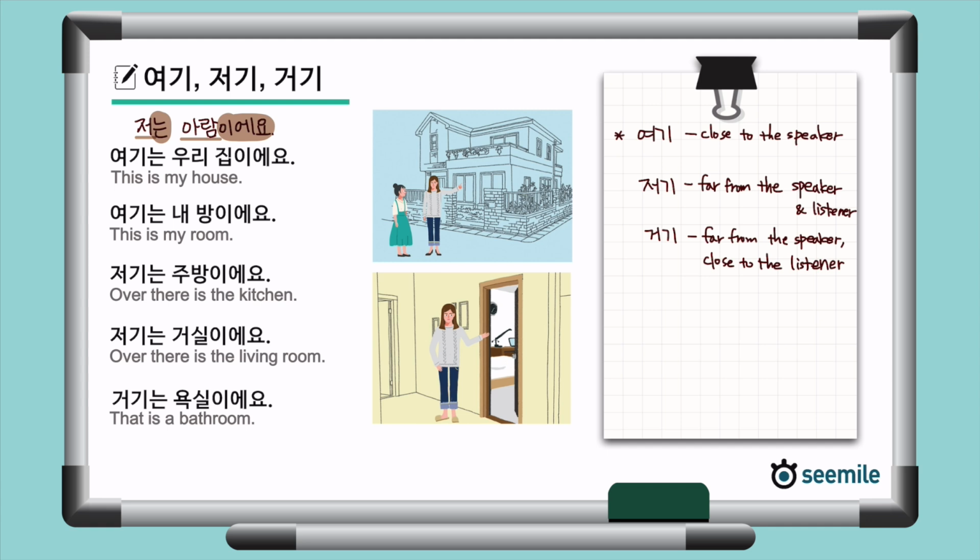Here we can learn that Aram's house and room are close in proximity to both Aram and Hitomi. That's why she says 여기는 우리 집이에요. 여기는 내 방이에요. Here the word 내 means my. Do you remember what is I in Korean? Yes, 나 or 저. But for the possessive pronoun my, we say 내 in Korean. The honorific form of that is 제, so you also can say 여기는 제 방이에요.